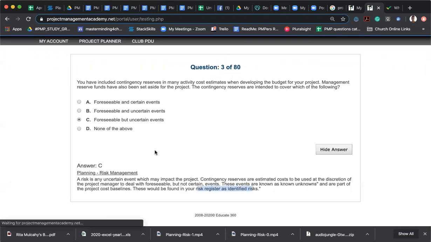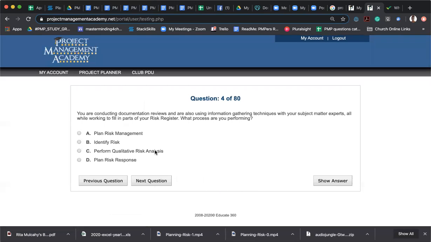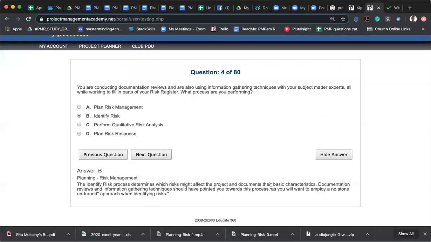Cool. You're conducting documentation reviews and are using information gathering techniques with your subject matter experts, all while working to fill in parts of your risk register. What process are you performing? A, plan risk management. B, identify risk. C, perform qualitative risk analysis. D, plan risk response. Documentation review. Identify risk, because your risk register is your output, right? Yeah.